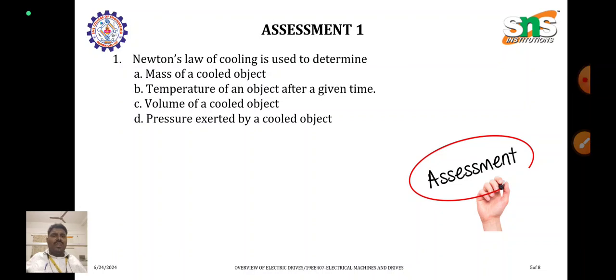the mass of a cooled object, the temperature of an object after a given time, the volume of a cooled object, or the pressure exerted by a cooled object.